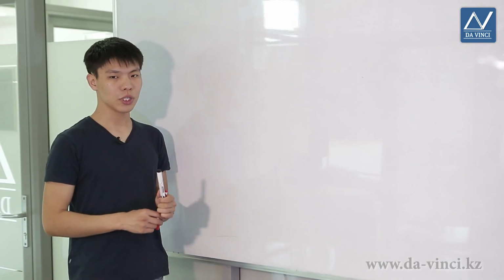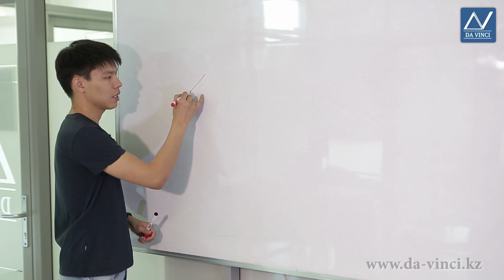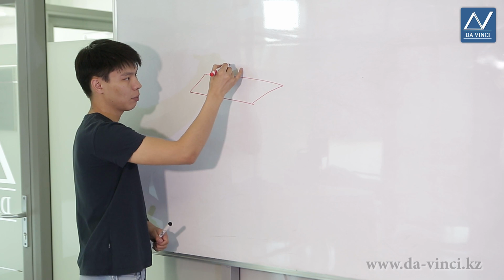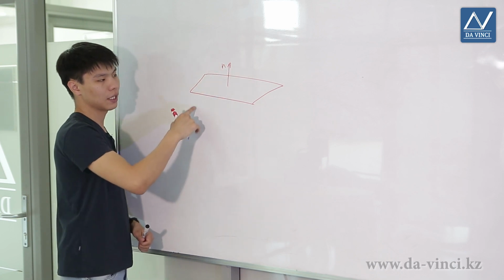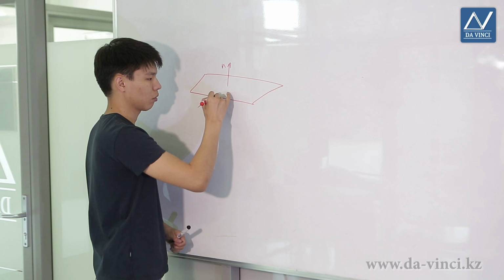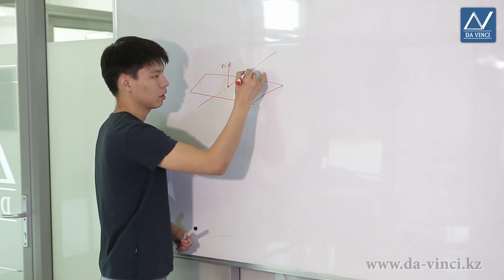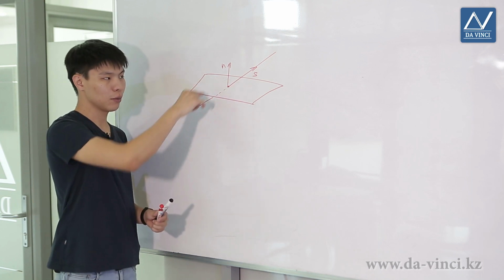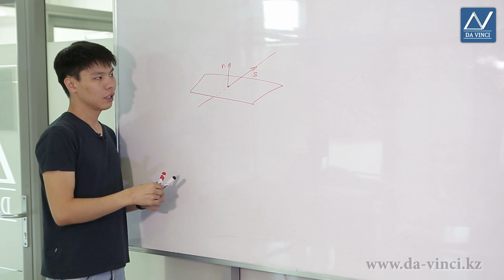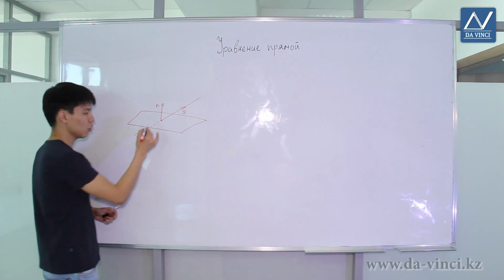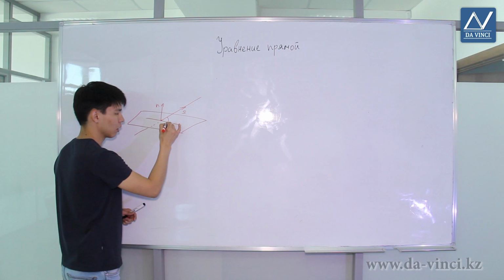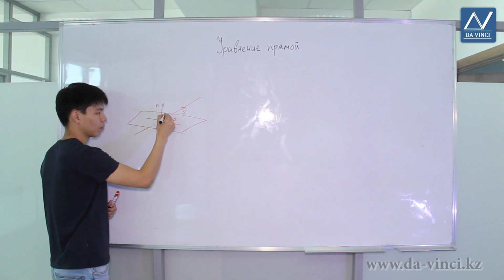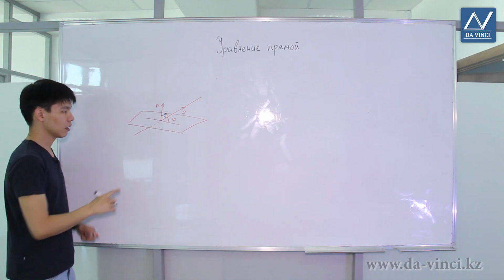Now let's try to find the angle between the plane and the line. Let's suppose we have some plane alpha. Its normal is vector n. Let it intersect some line with direction vector s. If the line is parallel to the plane, then the angle between them is considered equal to 0. Now, to find the angle between the line and the plane, in fact, we need to find this angle, phi. First of all, we'll find this angle alpha between the vectors n and s.